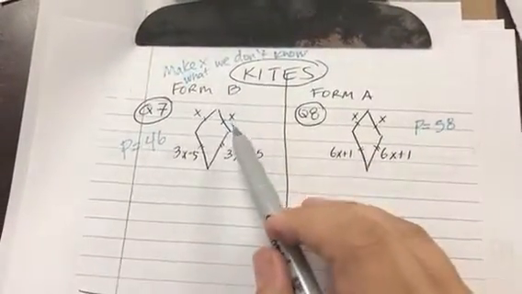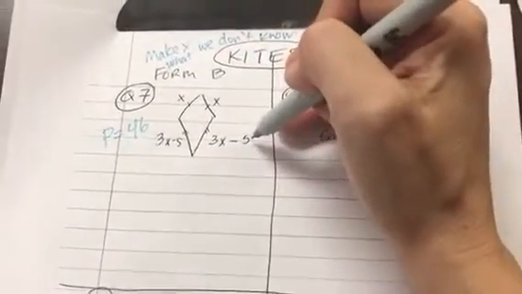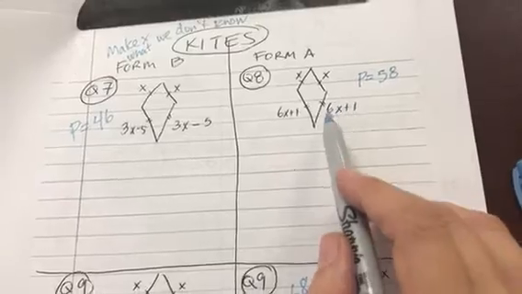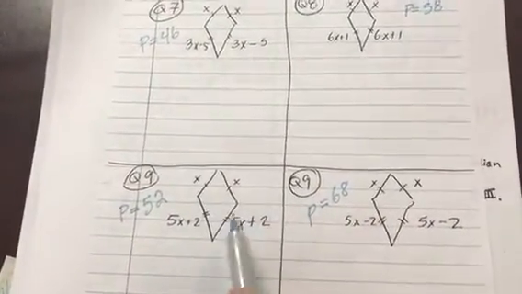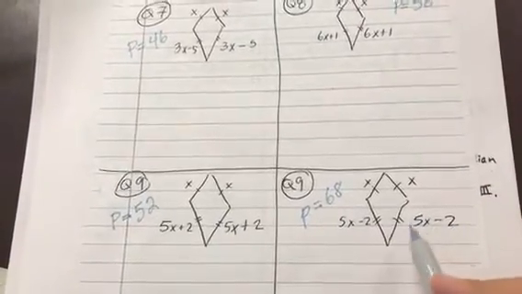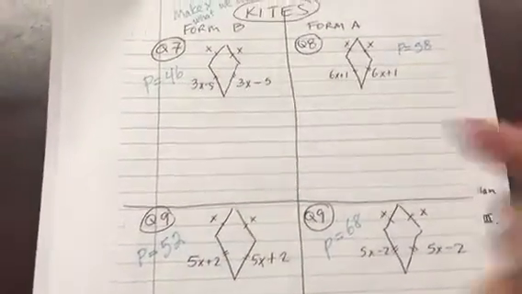So if we do not know the short side, we make that x, but we know something about the long side. We know that it is 5 less than 3 times the short side. This one is 1 more than 6 times the short side. This one is 2 more than 5 times the short side. This one is 2 less than 5 times the short side. So all these are basically the same problem. Now that you know how to set them up, let's go ahead and solve.